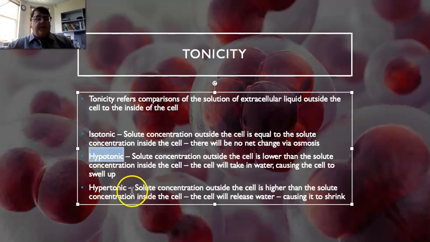Hypertonic, on the other hand, is when the solute concentration outside the cell is higher than the solute concentration inside the cell, and this causes the water inside the cell to be pushed outside to help balance the concentrations. The water leaving the cell will cause the cell to shrink, potentially also shrivel up and die if it's left in the hypertonic solution. So ideally you want to be in an isotonic solution, but we can also use hypotonic and hypertonic to get water to move in and out.